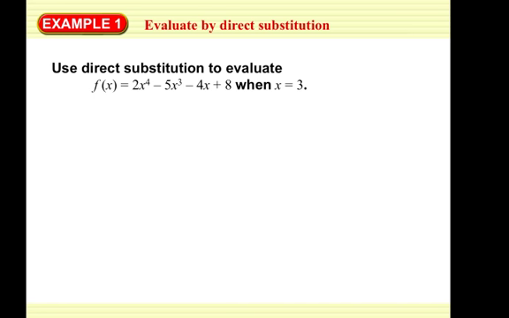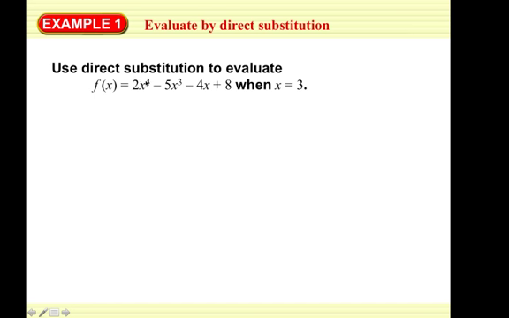We're going to use direct substitution to evaluate f of x equals 2x to the fourth minus 5x cubed minus 4x plus 8. So we've got a polynomial function, and we're going to evaluate it when x is 3. Our polynomial function is in standard form. Just for the sake of talking about it, this is a degree 4 polynomial. It's got a leading coefficient of 2. It's a nice positive number there.